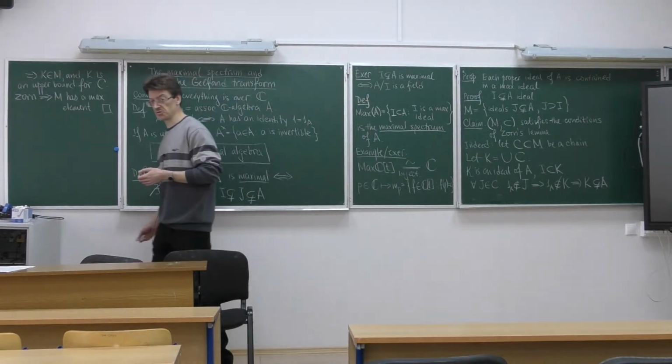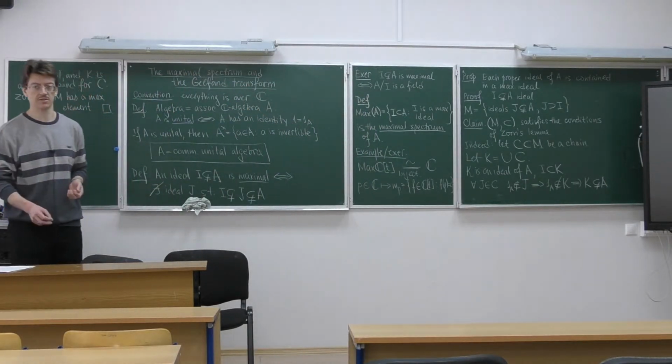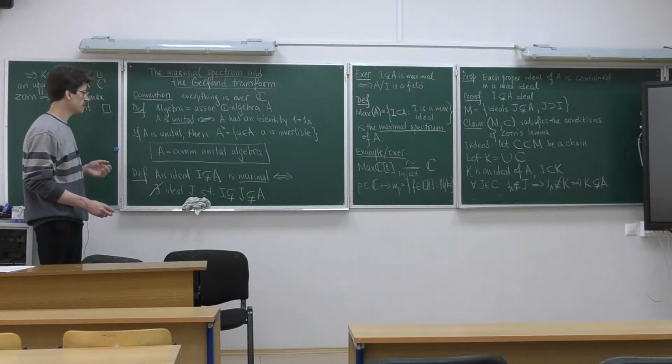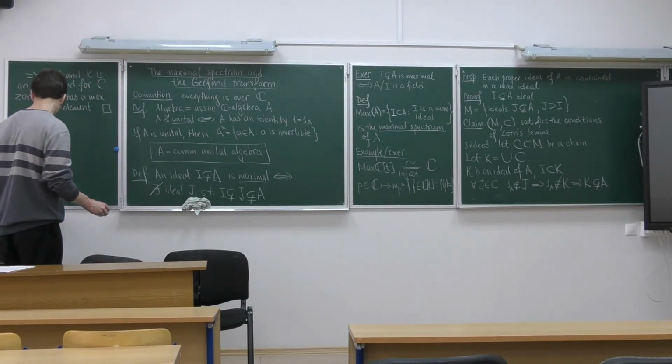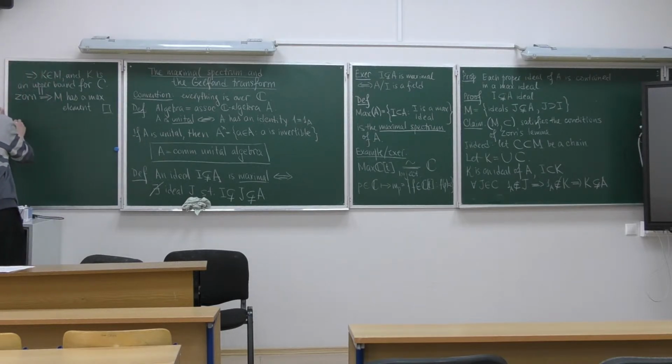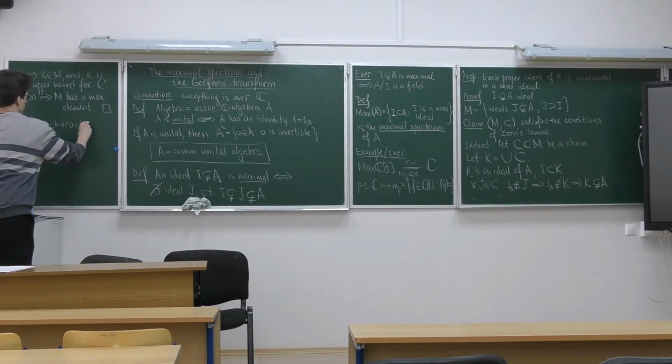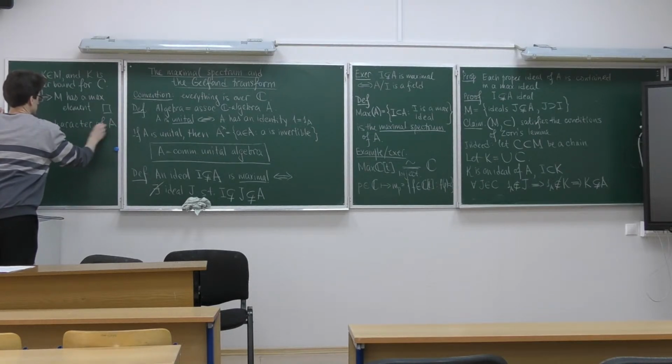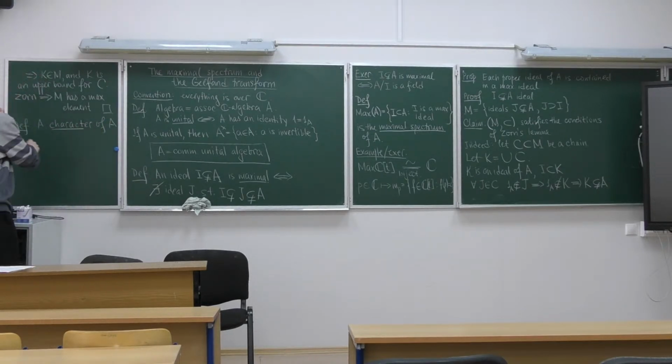Okay, let's now introduce another set, which is closely related to the maximal spectrum. This is the so-called character space. Let's recall the following algebraic definition. A character of A is an algebra homomorphism, denoted by chi, from A to the complex numbers.